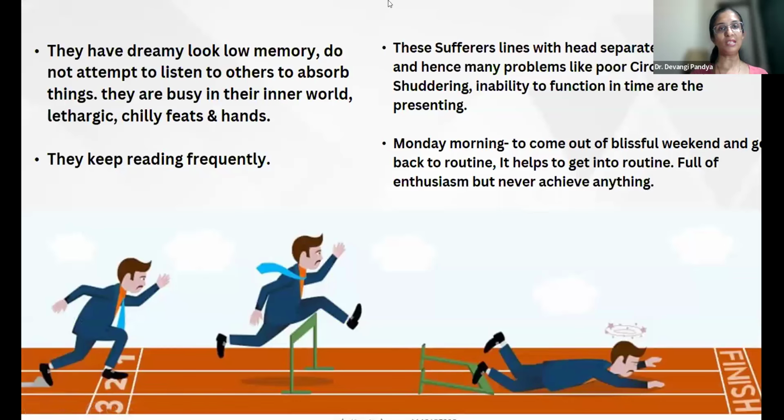So their dreamy state will always make them absorbed. They will have lethargy with chilly feet. Because again, if you see in a race, the person is not able to move the way he should because he is buried in thought, or he is not able to put it up or give it up the way he should. This is also said to be the Monday morning blues remedy.